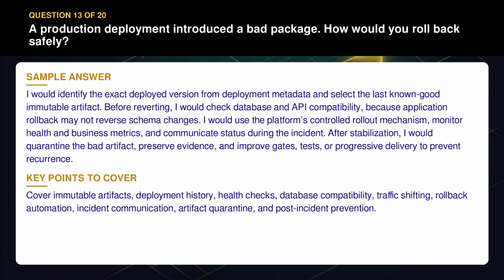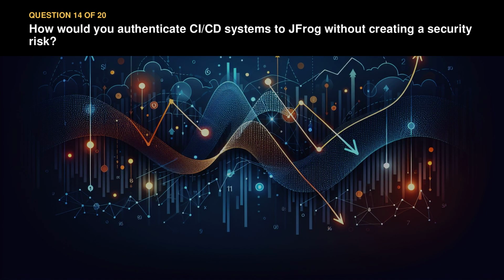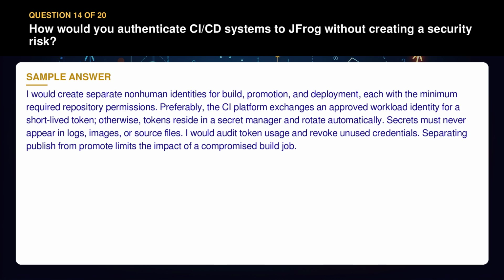Cover immutable artifacts, deployment history, health checks, database compatibility, traffic shifting, rollback automation, incident communication, artifact quarantine, and post-incident prevention. Question 14. How would you authenticate CI/CD systems to JFrog without creating a security risk? I would create separate non-human identities for build, promotion, and deployment, each with the minimum required repository permissions. Preferably, the CI platform exchanges an approved workload identity for a short-lived token.